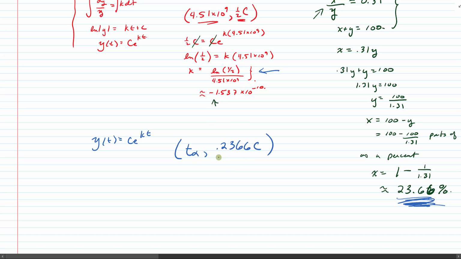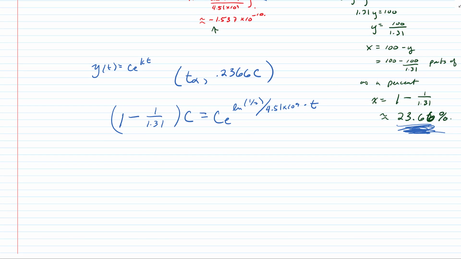So we can now go ahead and plug this ordered pair into our differential equation. So I've got 0.2366, and actually, because the author doesn't want us rounding till the very end, I've got to do 1 minus 1 over 1.31. That gives me the decimal 0.2366 times c needs to be equal to ce to the k t, and k in this case is the natural log of a half divided by our half-life time, 4.51 times 10 to the 9th, times t. And so now all we have to do is solve this equation for t.